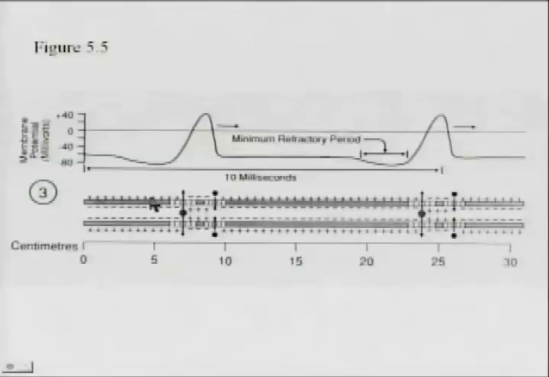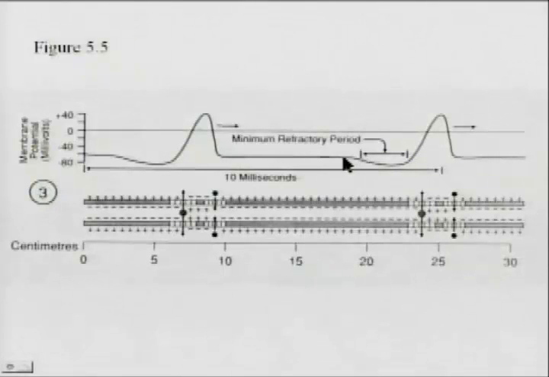So this is showing two action potentials along the length of an axon. So again, we have membrane voltage on the y-axis, time on the x-axis for these action potentials, and then distance in centimeters on the axon itself. So again, if you were standing here, what you would see first as this comes at you is the rapid rising phase, then the repolarizing phase, the after hyperpolarization. So this is the minimum refractory period here at the after hyperpolarization.